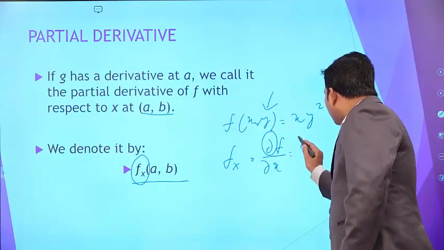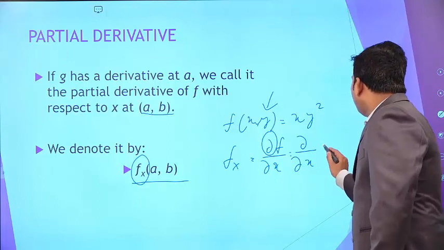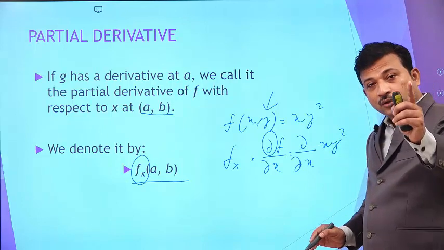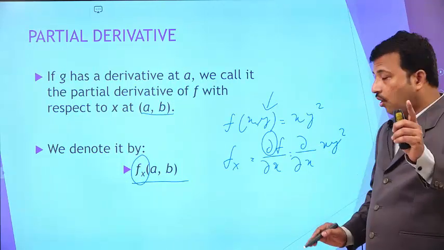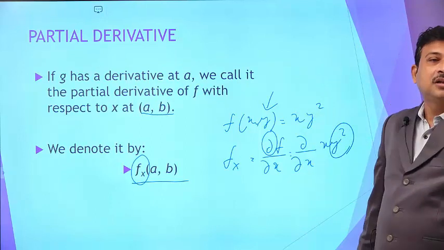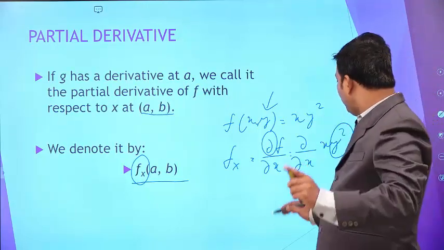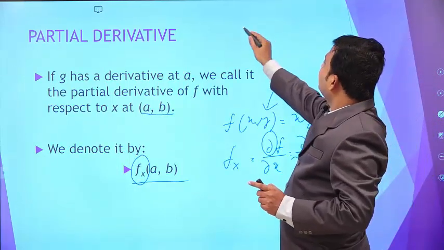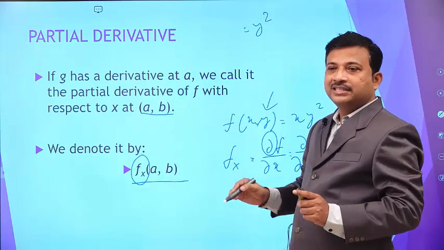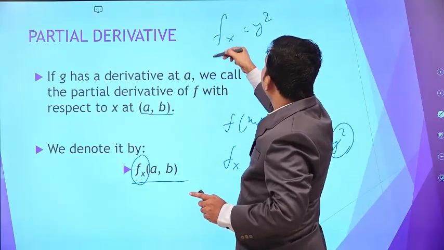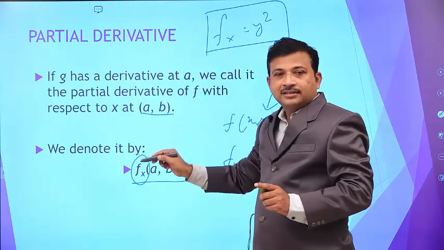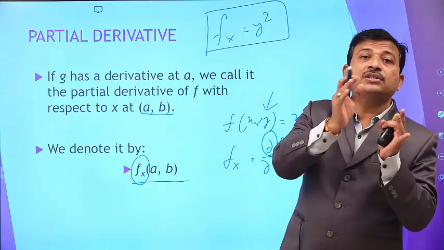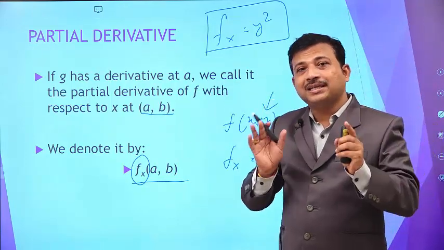So dou f by dou x means what? Dou by dou x of x y square. You are differentiating with respect to x by keeping y as constant. So y square, think of it as a constant. Dou by dou x of x is 1, so we get simply y square. So fx equals y square. Is it clear? Keeping one variable constant, we differentiate the whole function with respect to another variable. That is nothing but the partial derivative.